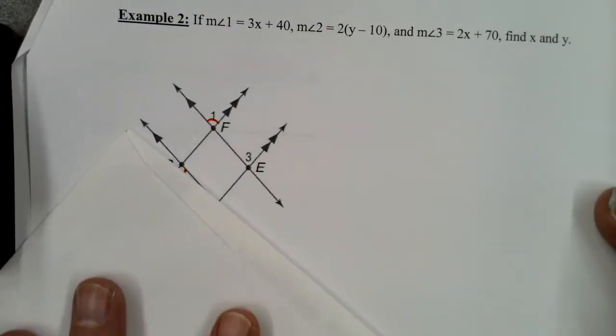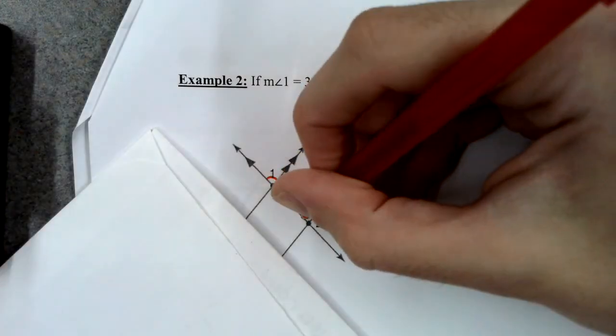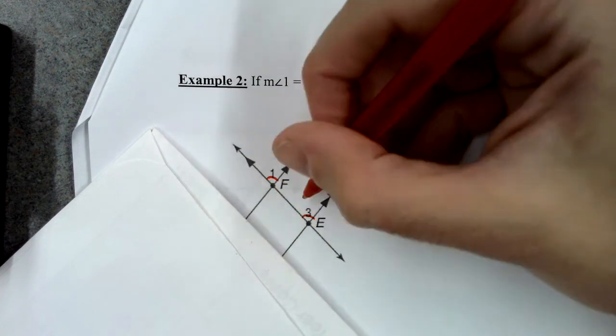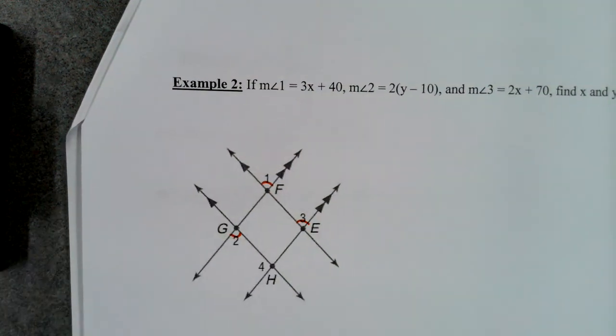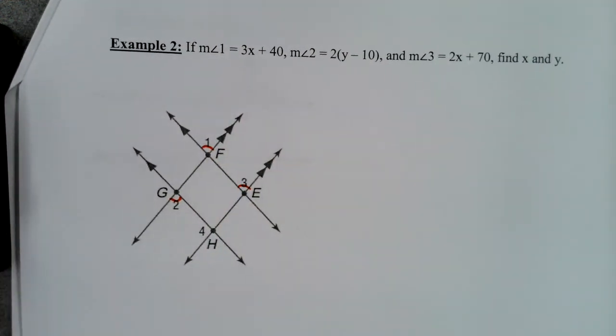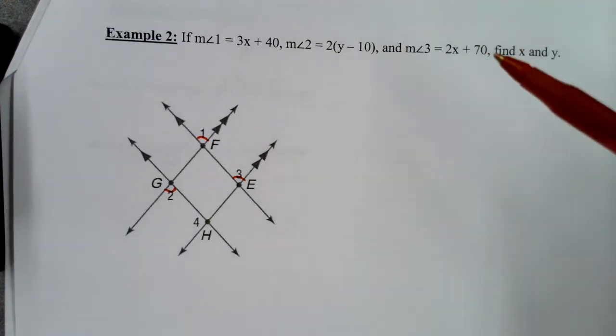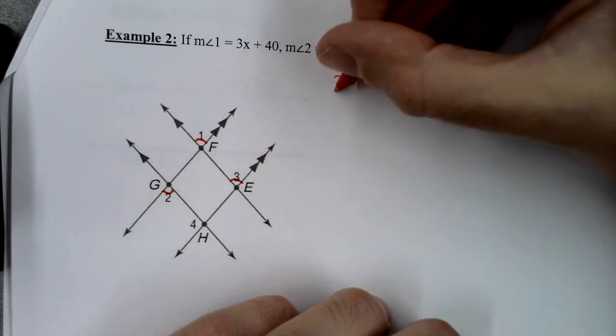Now let's ignore this. If you look at angle 1 and angle 3, those are corresponding angles, and you learned on the first page that corresponding angles are congruent. So in fact, angle 1, angle 2, and angle 3 all have one arc, so they are all congruent. So now we have to solve for x and y. A lot of people will be tempted to say 3x plus 40 equals 2 times y minus 10. Even though that's true, you don't want to do that because you can't solve for both x and y with only one equation. So we have to say 3x plus 40 equals 2x plus 70 and solve that first.